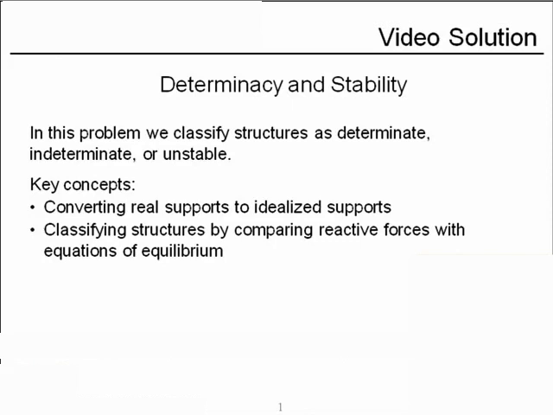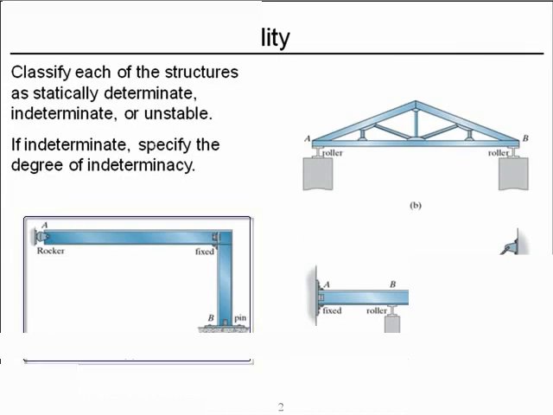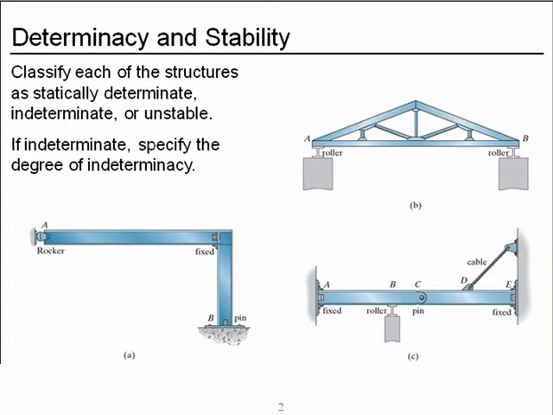Let's take a look at those structures that we're going to evaluate. Here are the three structures: a frame, a truss, and a complex beam. We're going to classify each of the structures as statically determinate, which means we'd be able to use just the equations of equilibrium to find all the internal forces and reactions. Indeterminate, which means we need some help from compatibility equations or assumptions, or unstable, which has its own set of issues. If it's indeterminate, we're going to specify the degree of indeterminacy. Let's start with the frame labeled as A.